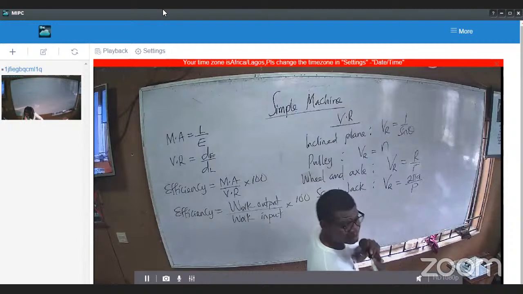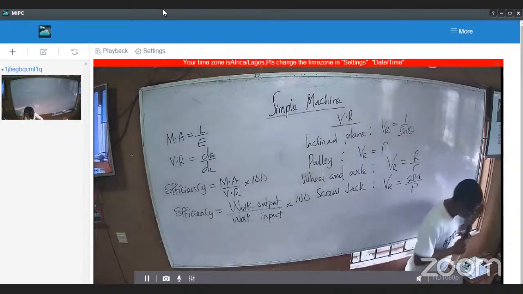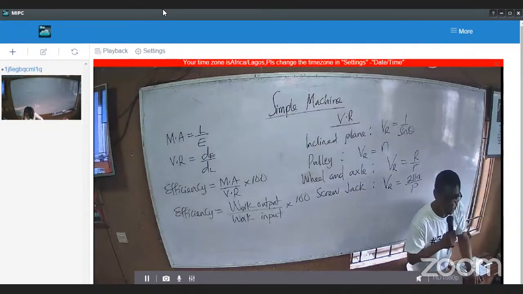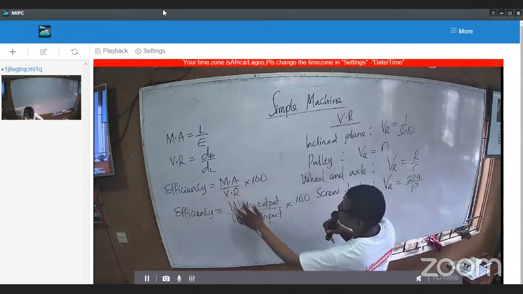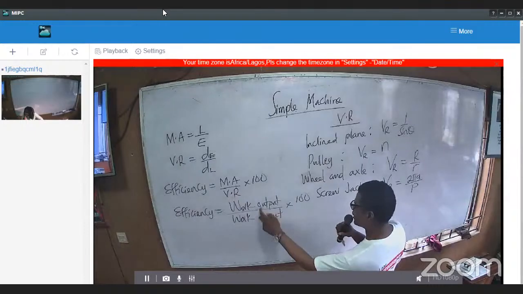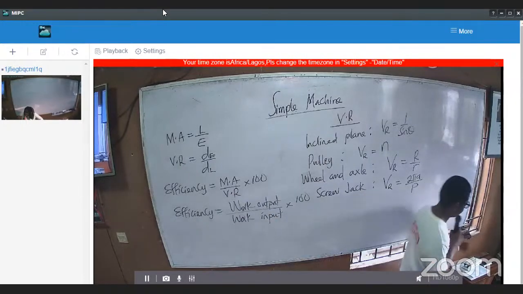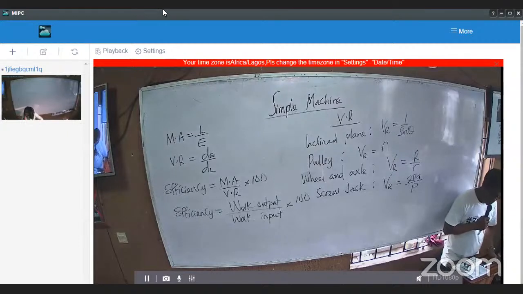Class, why is the efficiency of a machine less than 100? Because of friction, majorly. Friction is the one that is making MA less than VR, and work output less than work input. We have finished friction. Question 1. Go on, play.